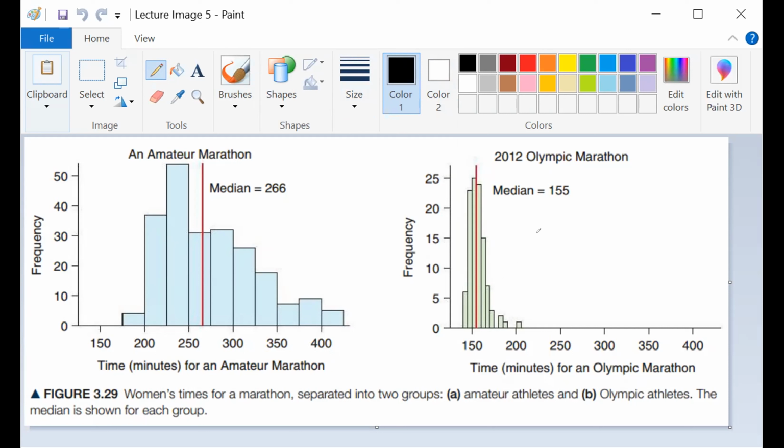If we'd used the mean, it would have worked fine on this one, but the mean would have given us something not very useful for this one. And so we would have ended up with a flawed result if we had done that.